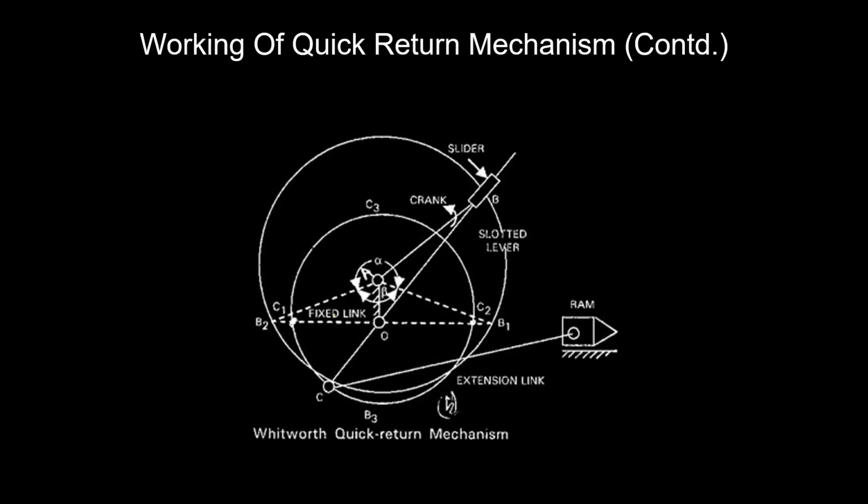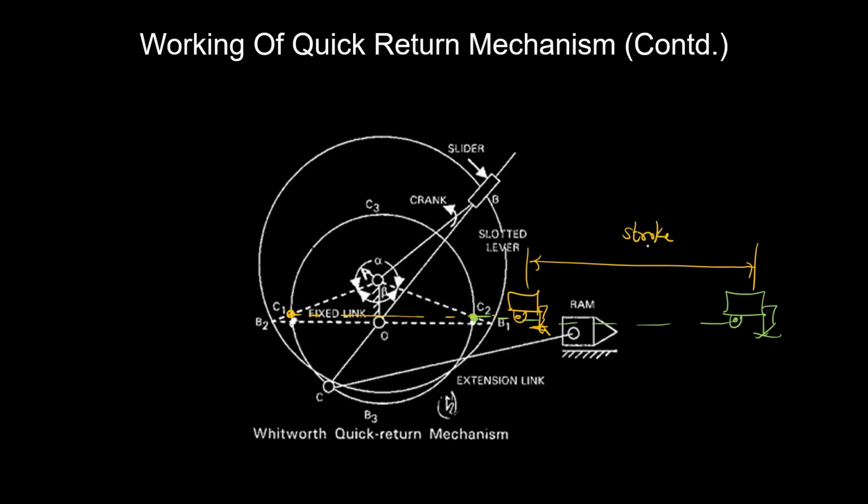So here you can find the point C2 is here. Due to this, the cutting tool will move forward. Same way, if you consider point C, due to that, the cutting tool will be in the left extreme position. So this is nothing but the measure of stroke length.